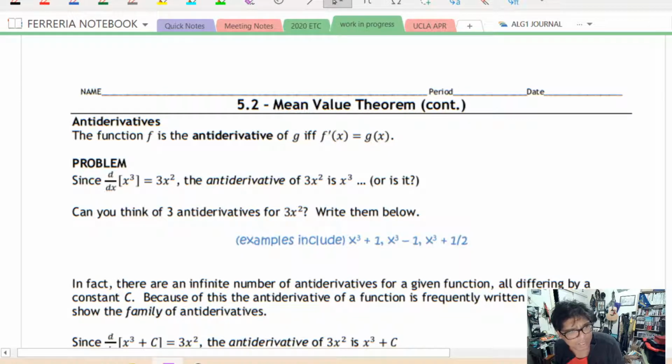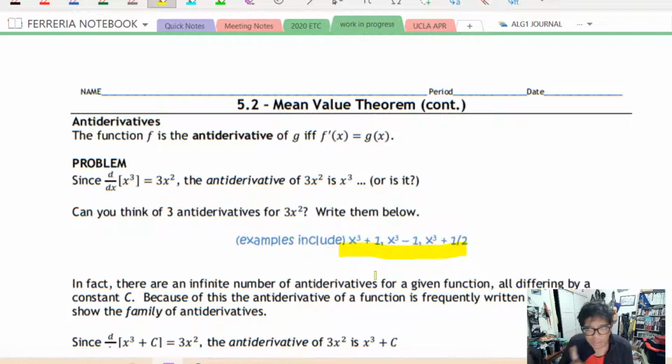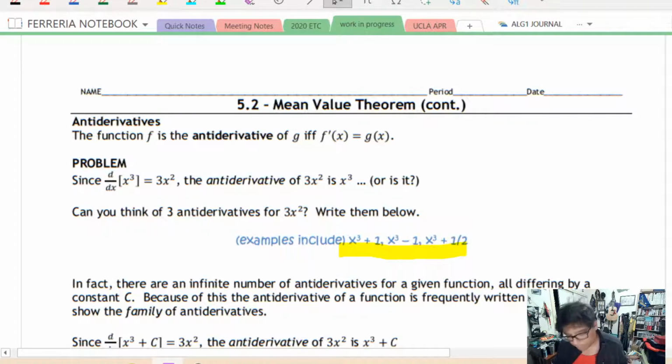But is that the only antiderivative that exists for 3x squared? If I took the derivative of x cubed plus 1, isn't that always also going to be 3x squared? If I took the derivative of x cubed minus 1, isn't that also going to be 3x squared? So really, all of these are antiderivatives of 3x squared. So there isn't one single antiderivative for a function. There could be many of them. And in fact, there are infinite numbers of antiderivatives for a function.